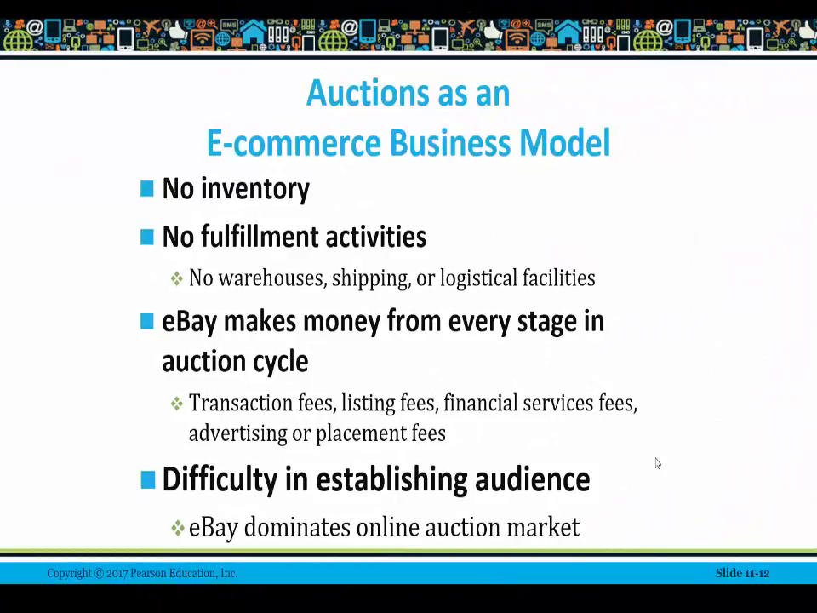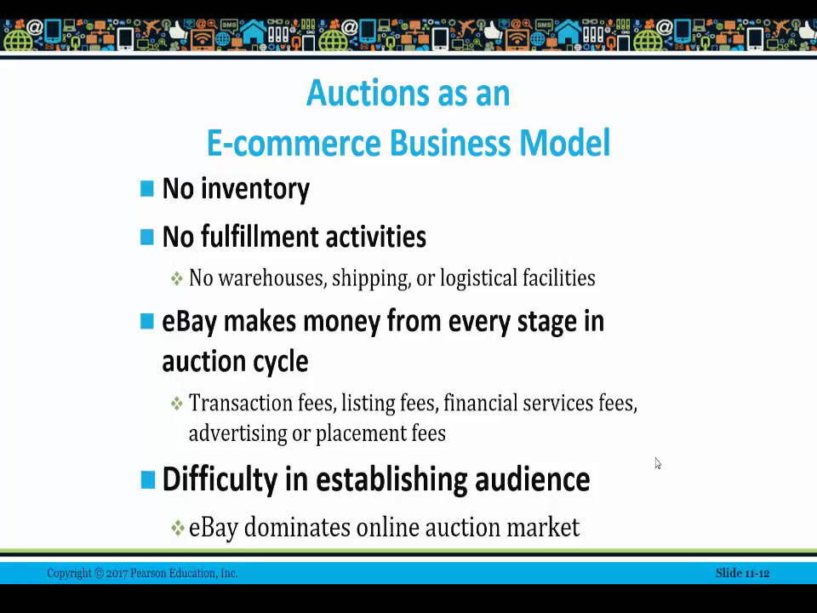Now let's take a look at auctions as an e-commerce business model. Online auctions have been among the most successful business models in retail and B2B commerce. eBay, the internet's most lucrative auction site, has been profitable nearly since its inception. The strategy for eBay has been to make money off every stage in the auction cycle.